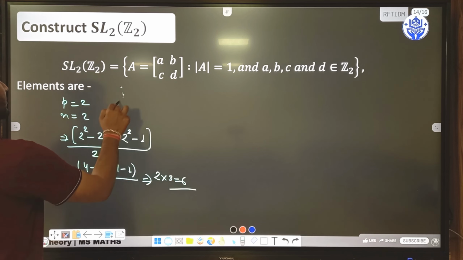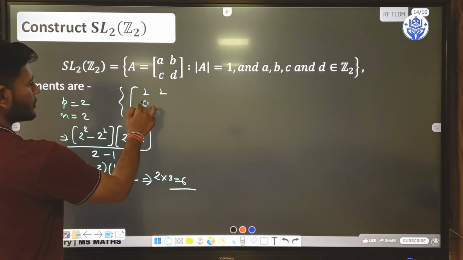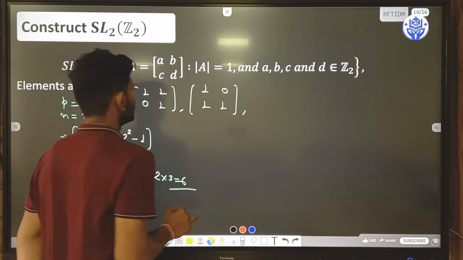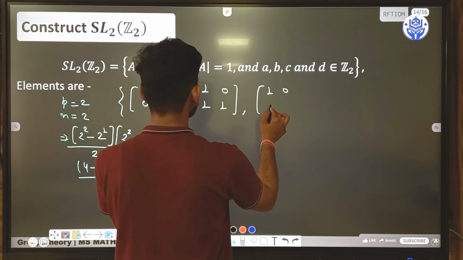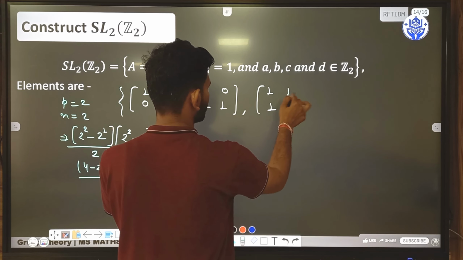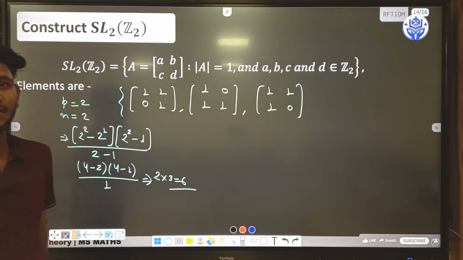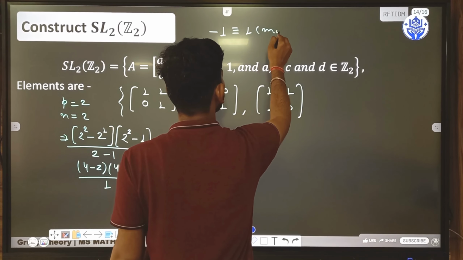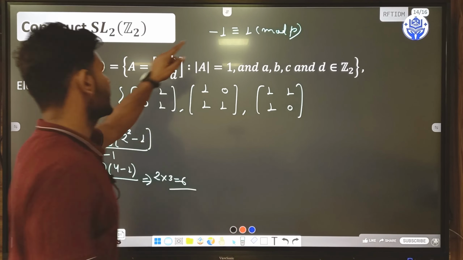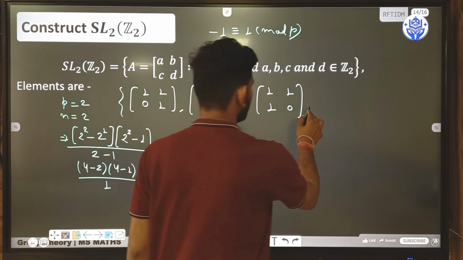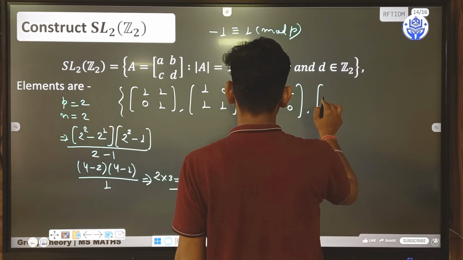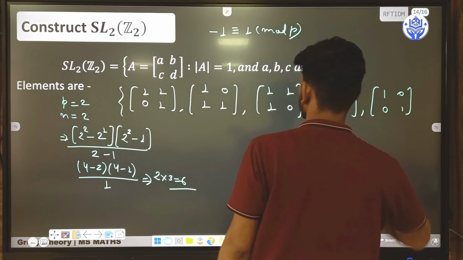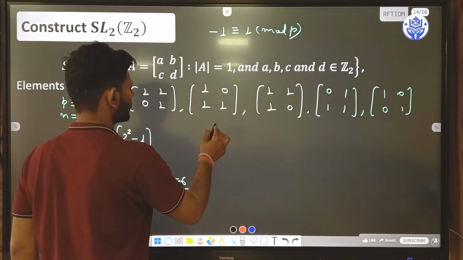Now you will ask, what are the 6 elements? Let me define the element [1,1;0,1]. The determinant is 1. If I define [1,1;1,0], the determinant is 1. If I define [1,0;1,1], here the determinant is not 1; the determinant is minus 1. But the property that I told you is that minus 1 is equivalent to 1 in any prime field. In Z_2 we get 1 here, so this also has determinant 1. If we take [0,1;1,1], this also has determinant 1. So that is 3, 2, and we can take one more example.